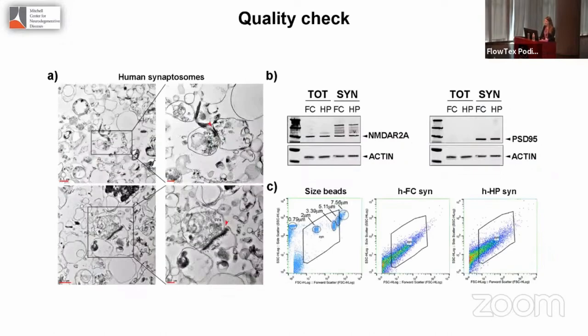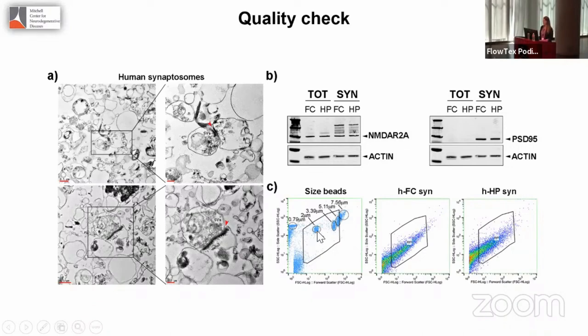Every time we isolate synaptosomes, we always double check the quality of our preparation. We do this by electron microscopy, to check the enrichment of whole synaptosomes containing presynaptic and postsynaptic components, the postsynaptic density, and the vesicles, and our preparation always looks good. We also double check with Western blot analysis, looking for synaptic markers like NMDA receptors or PSD95. And of course, we analyze them at the flow cytometer.